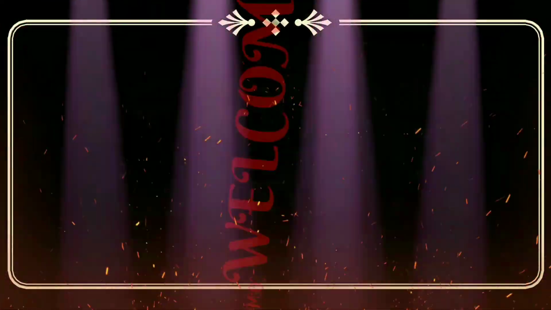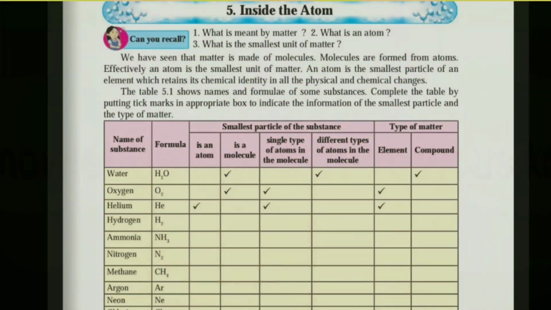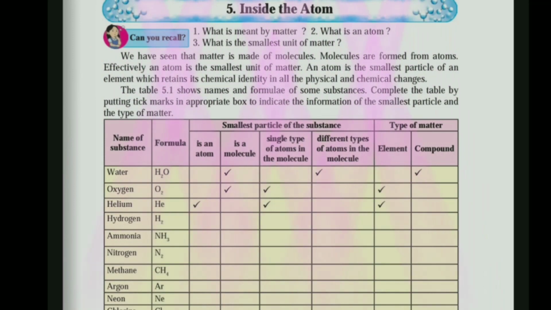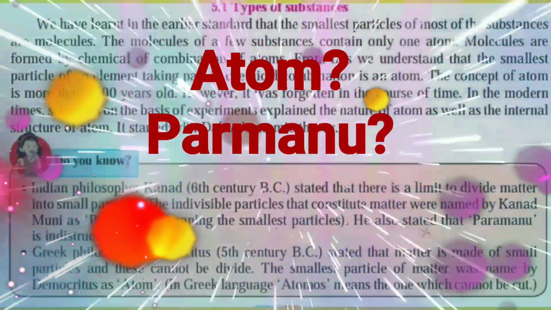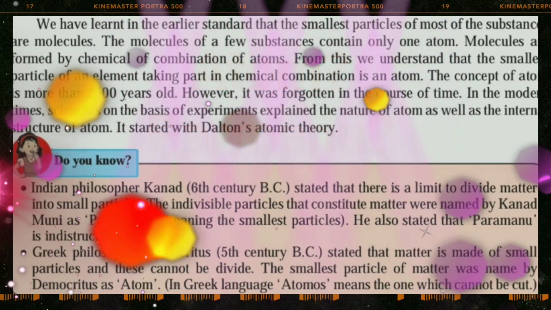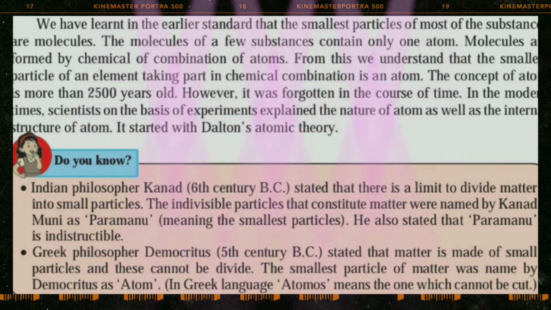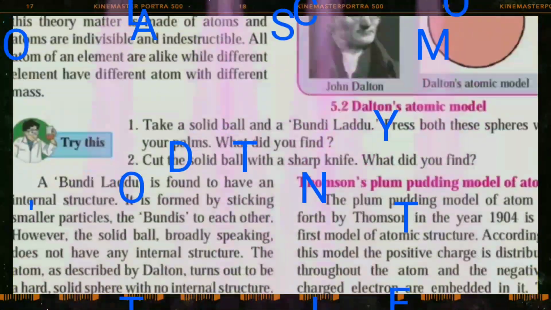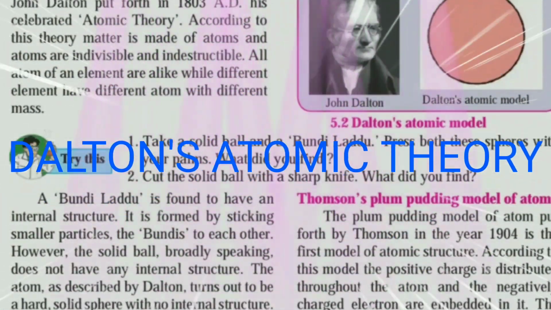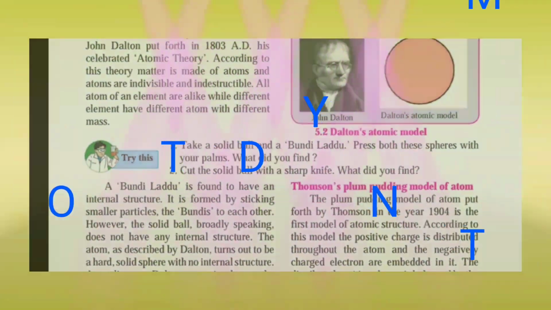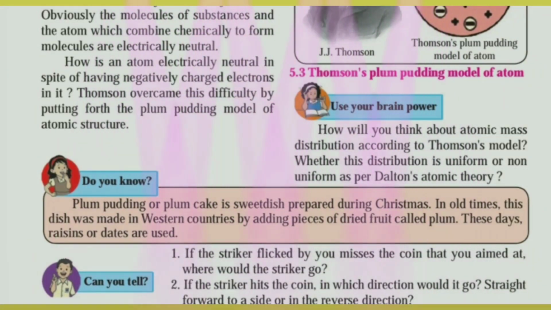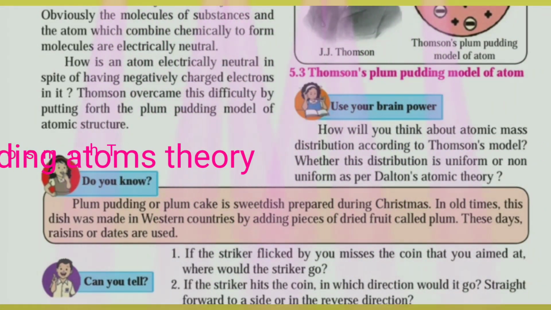Let us see the previous knowledge. Students, in the last video you have learned matter is made up of very small particles. We have seen that Indian philosopher Kannad stated that there is a limit to divide matter into small particles. Then we have seen Greek philosopher Democritus stated that matter is made up of small particles that cannot be divided. After that we have seen Dalton's atomic model. According to Dalton's atomic theory, matter is made up of atoms and the atoms are indivisible and indestructible.